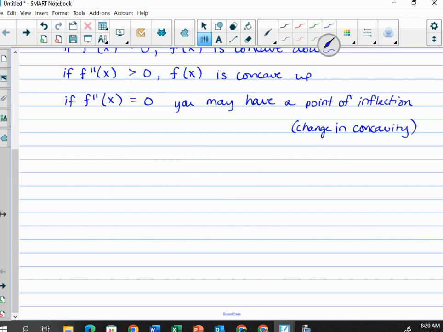All right, let's try one. Let's see, f of x is equal to 2x cubed minus 3x squared minus 12x plus 8. So there's our original function. You're going to tell me where this is increasing, decreasing, concave up, and concave down.